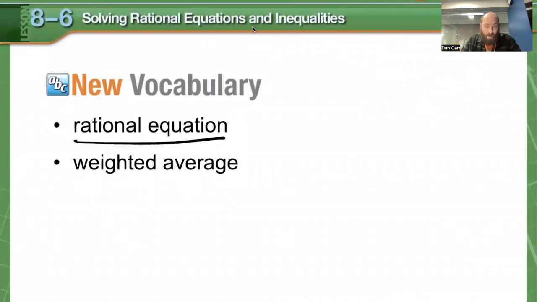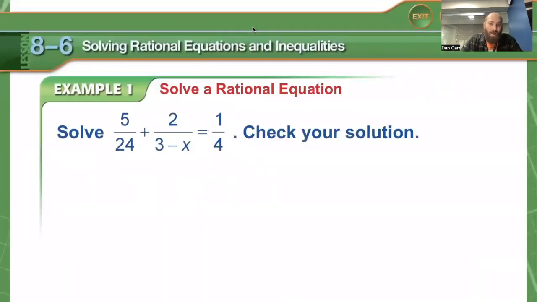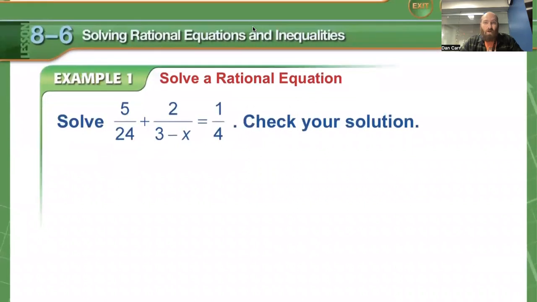Weighted average is going to be for the next video. So for now, we'll just focus on the rational equation idea. So this is an example of that. Solving a rational equation, there's a couple ways you can do it. Here's my preference. Step 1, find the LCD of the equation.